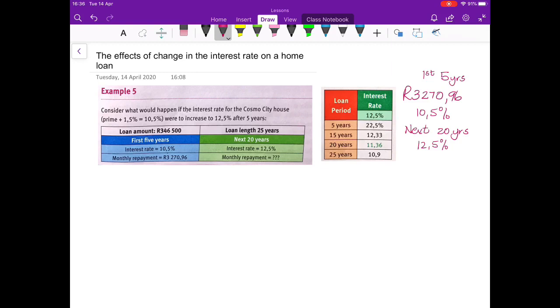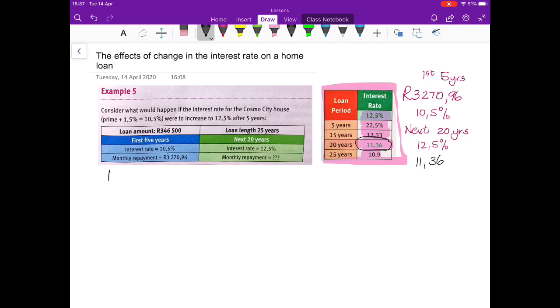How much is it going to cost us? So the first thing you have to do is recalculate your monthly repayments. What we've done here is take a snippet of the loan table, just the things that were relevant. We are calculating 20 years at an interest rate of 12.5, so we are in fact looking at the factor 11.36. So how are we going to use that? Well, you must know how to put it into the formula.